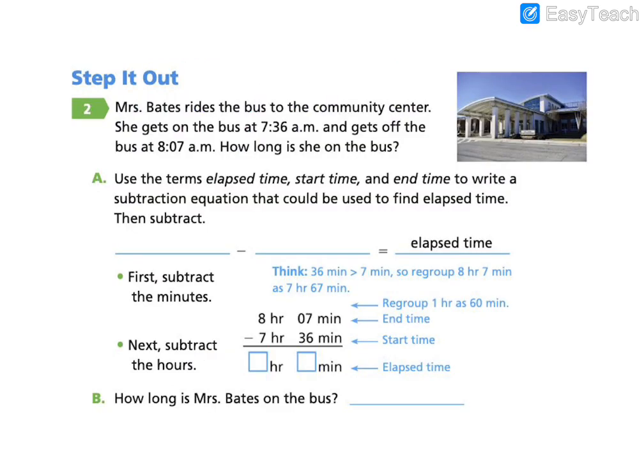Okay, so let's look at problem number 2 now. Mrs. Bates rides the bus to the community center. She gets on the bus at 7:36 a.m. and gets off the bus at 8:07 a.m. How long is she on the bus? Use the terms elapsed time, start time, and end time to write a subtraction equation that can be used to find the elapsed time. Well, if we know the end time and the start time, we can subtract the start time from the end time. So we can do end time minus start time will give us the elapsed time.